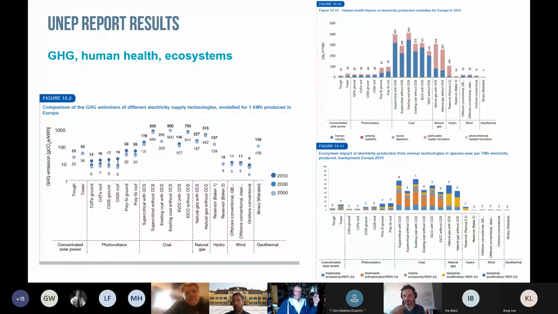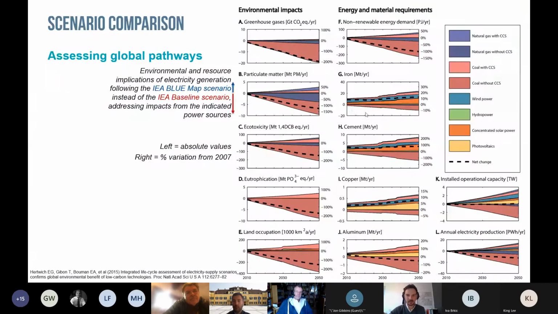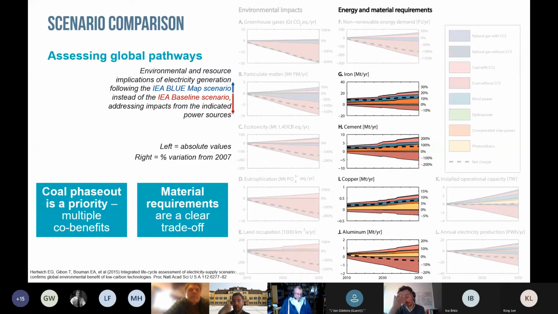We can also couple the LCA work with scenarios. This is not something we plan to do now, but I thought it would be interesting to show what we end up showing as a conclusion in the UNEP report, that basically we show that phasing out coal has a lot of co-benefits, but there are some trade-offs in terms of material requirements.